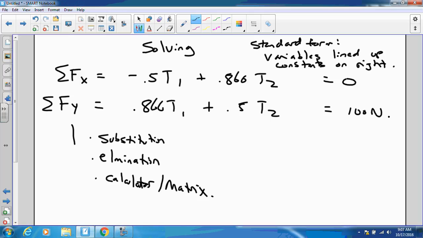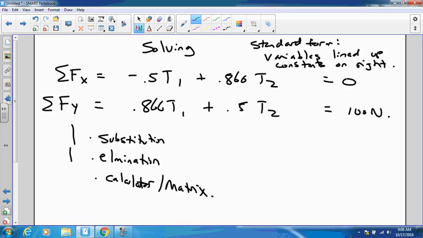Substitution is indicated only when it is easy to solve for one variable in terms of another. This is one such instance. Notice that I've got something T1 plus something T2 equals 0, so it's fairly easy to get T1 equals something T2 and plug in.